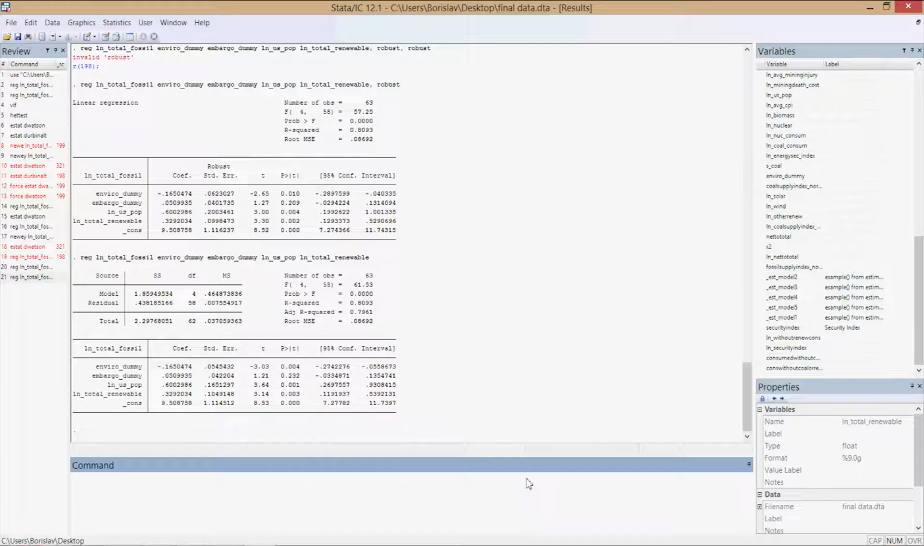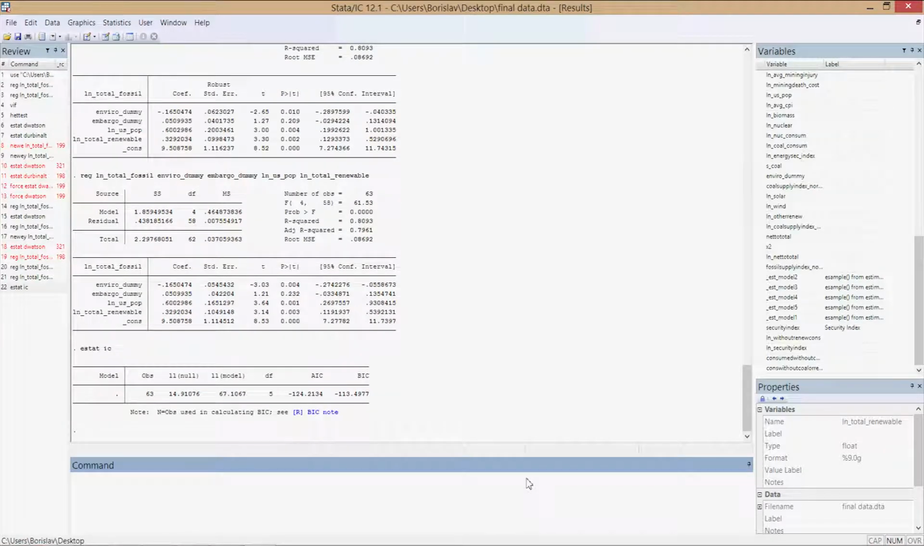I want to show you the information criterion, and we just type in estat ic. Right, and we have large negative values for both our AIC and BIC. Now, AIC and BIC, that's Akaike information criterion and the Schwarz information criterion respectively. And we don't want to see large negative or positive values here.